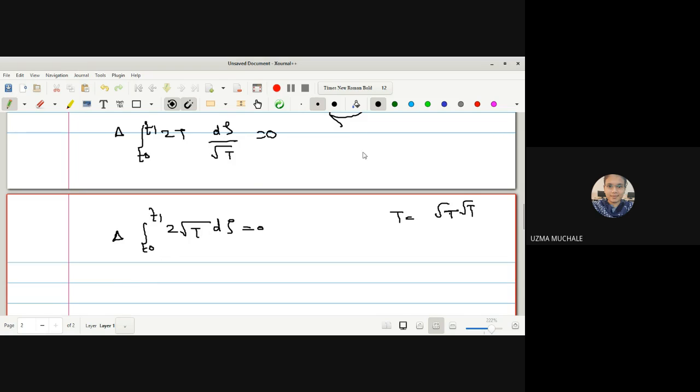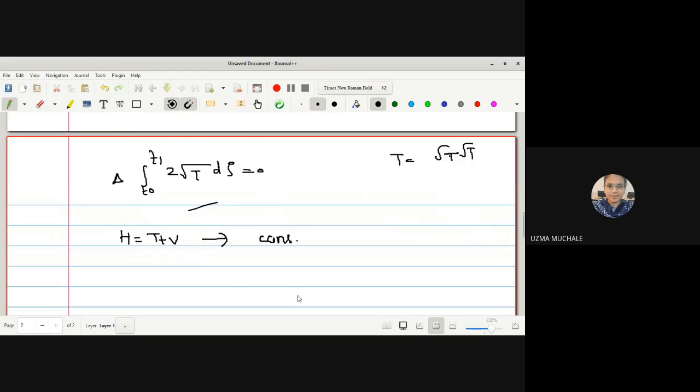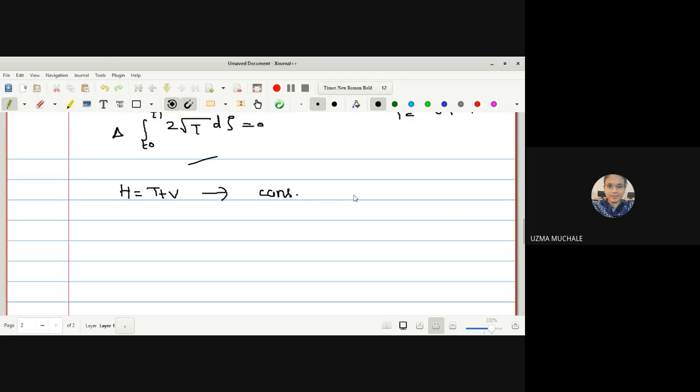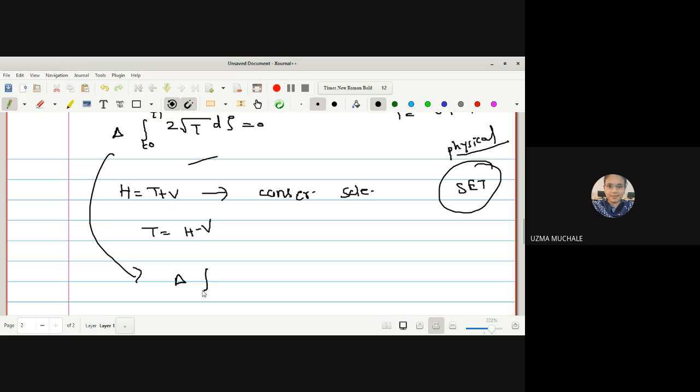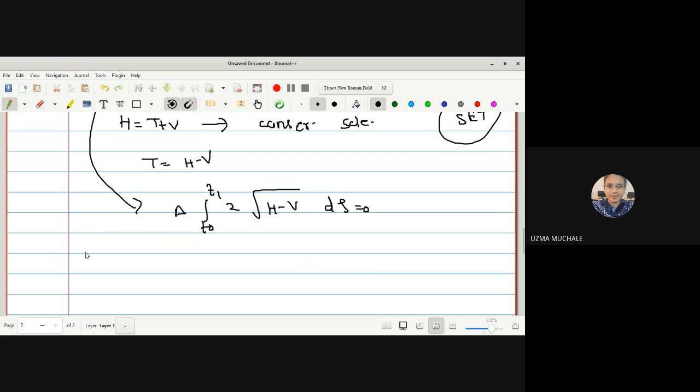Okay, so we have got T written as under root T, which will get cancelled and we remain with this one. But we know that H is equal to T plus V in case of a conservative scleronomic system. In the last lecture also I reminded you that H is equal to T plus V in the conservative scleronomic system. This was a question asked in the SET exam 2015, on physical significance. Do you remember I told you the physical significance? Okay, H is equal to T plus V. So I can write the value of T as H minus V. So again this equation can be written as integration from t0 to t1 of under root (H minus V) d sigma equal to 0. Okay, this is called Jacobi's form of the principle of the least action.